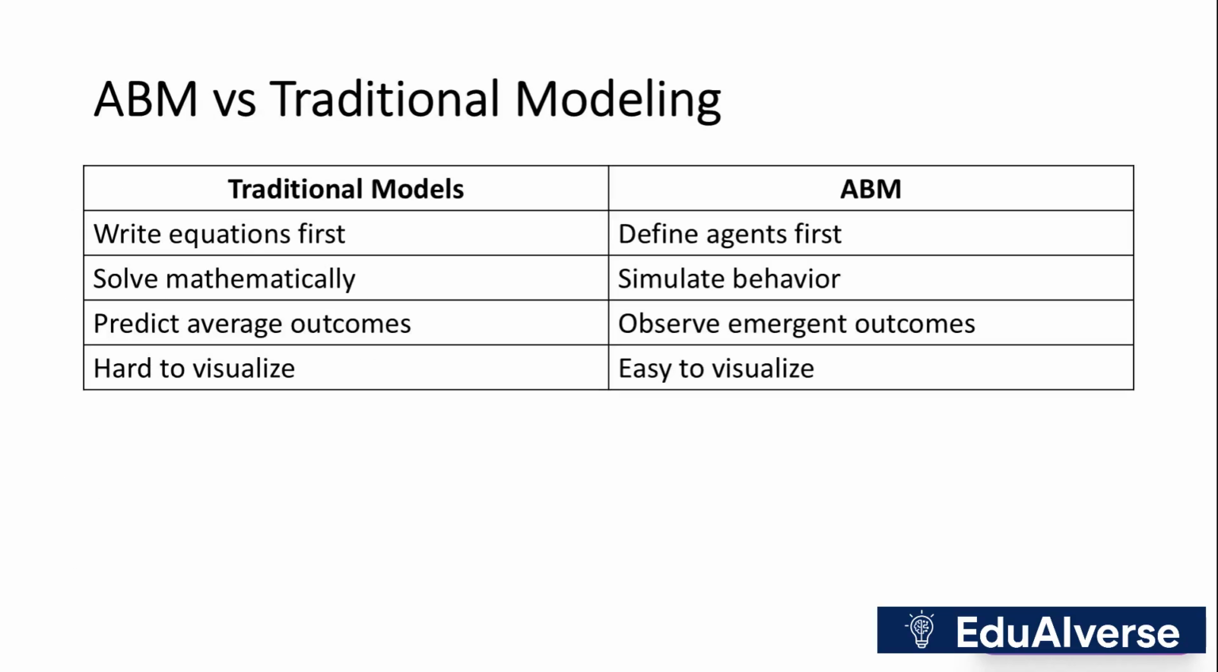Agent-based modeling differs from traditional models by defining agents first, simulating behavior, observing emergent outcomes, and being easier to visualize. Traditional models write equations first, solve mathematically, predict average outcomes, and are hard to visualize.